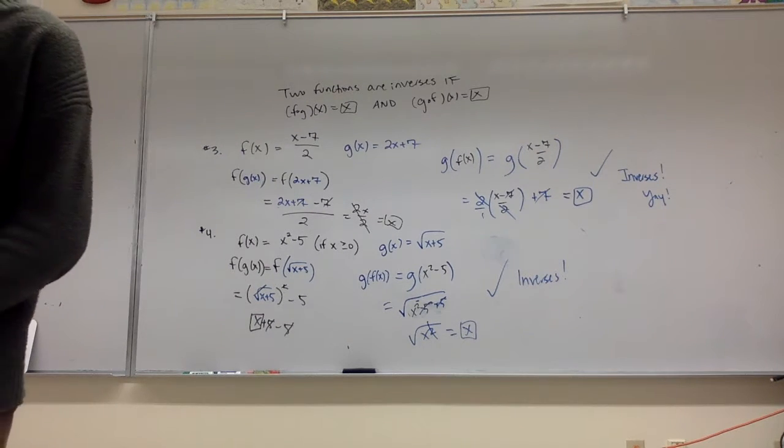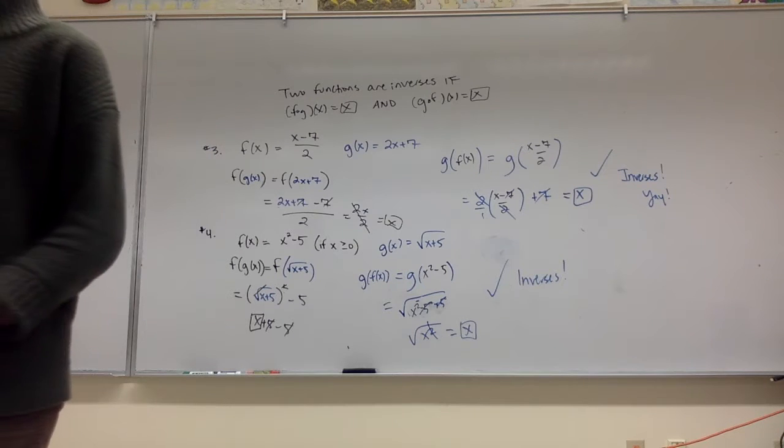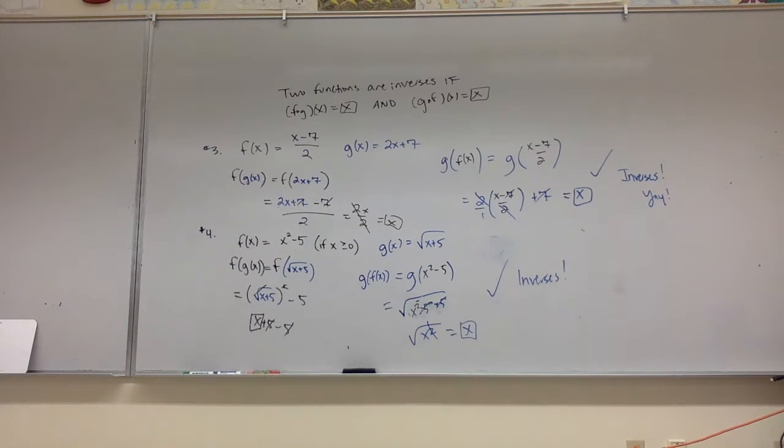You plug g in for both x's. You always plug it in for both. Then we have three different lines. You do have three different lines. That's very true. How do you do that? So then you simplify it.